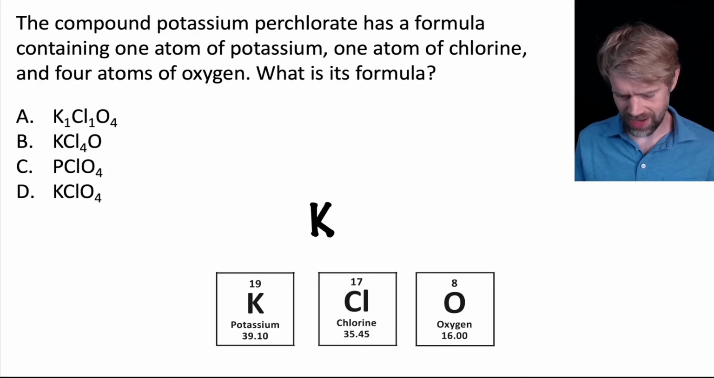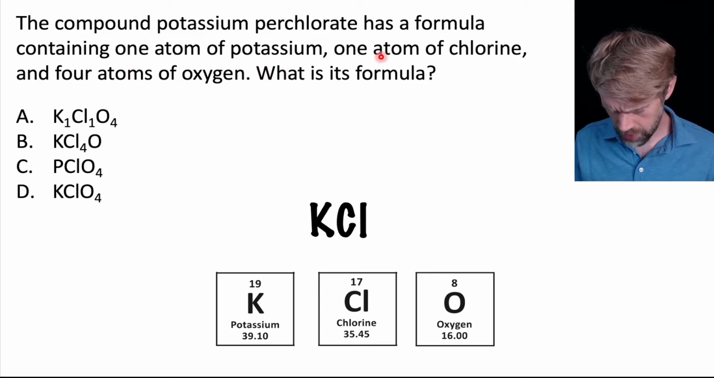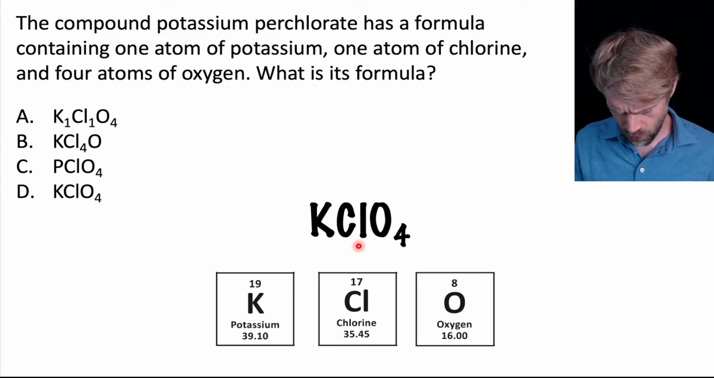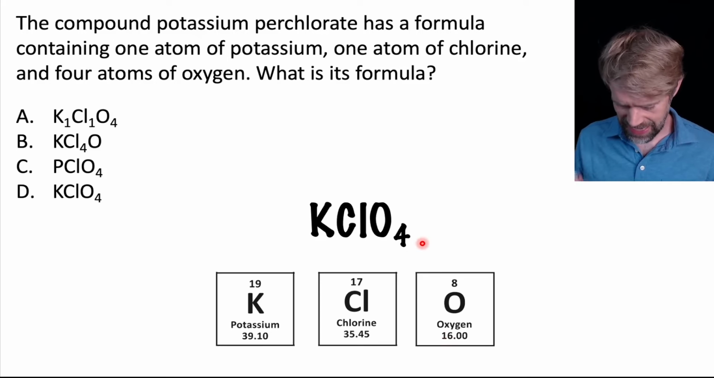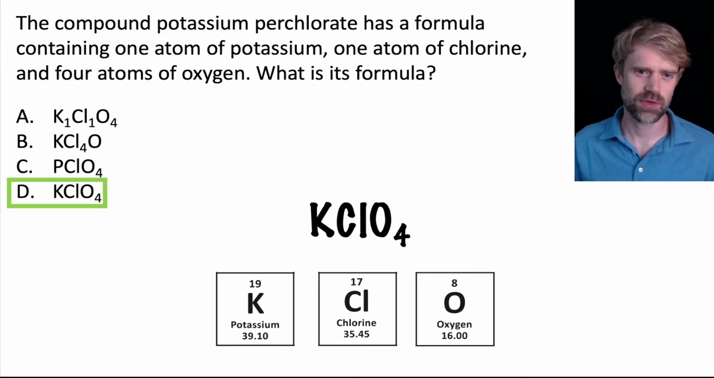So we have 1 potassium atom, so we just do the K, no number after it. Next, 1 chlorine, Cl, no number after it. And finally, 4 oxygen atoms, so we do the O with a 4 after it. KClO4 matches choice D.